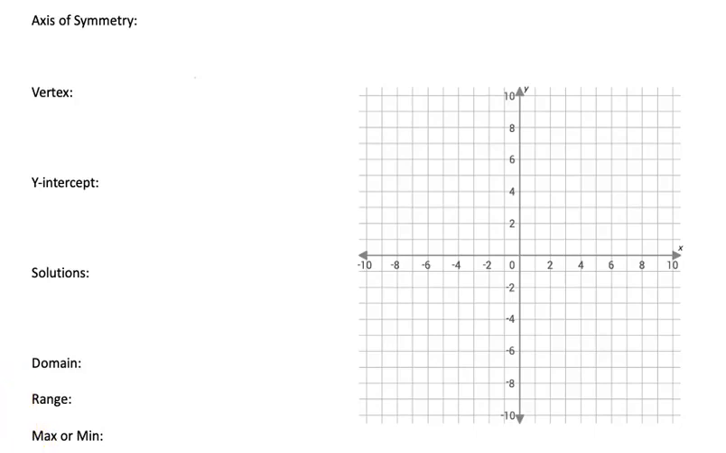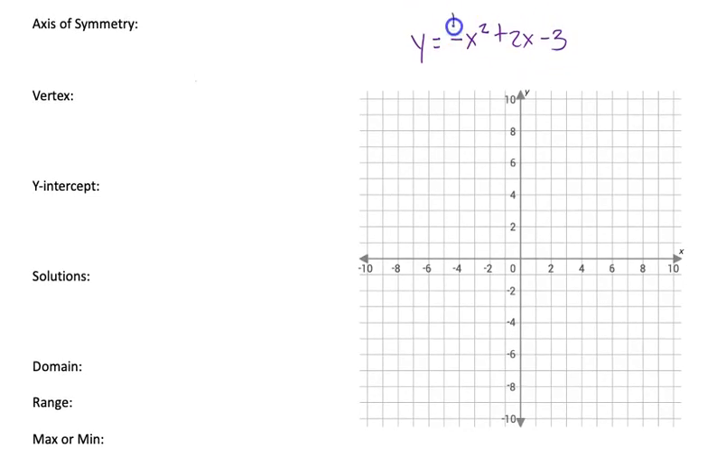All right, so we're going to take a look at another example. And I have y equals negative x squared plus 2x minus 3. Well, remember in the last video, we talked about that this negative tells us that this is actually going to be opening down. So if the a is negative, it's an opening down parabola. This is some good information just to kind of keep in the back of your mind.